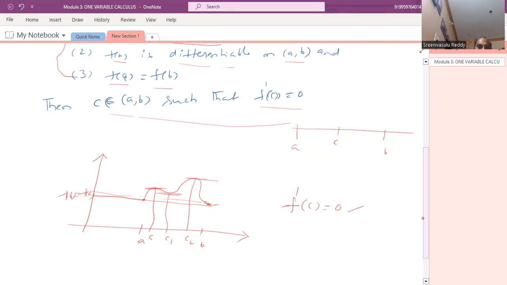Take a point C in between a comma b. Its corresponding graph image value is here. At that point, you draw a line. Suppose if you take this point and draw a tangent line. Tangent line means it touches at a single point, not at all points, along the curve. This is a curve.